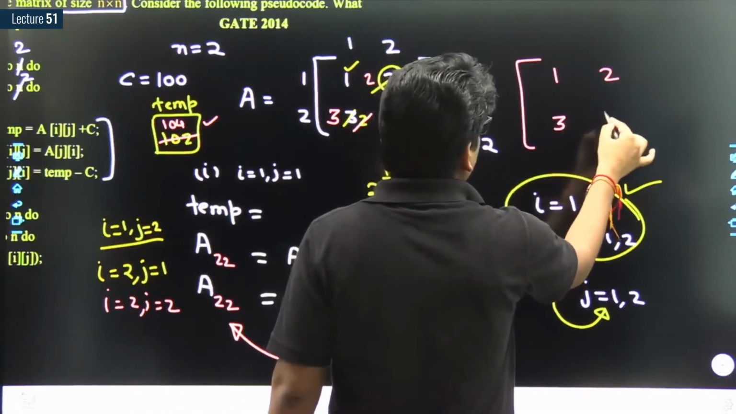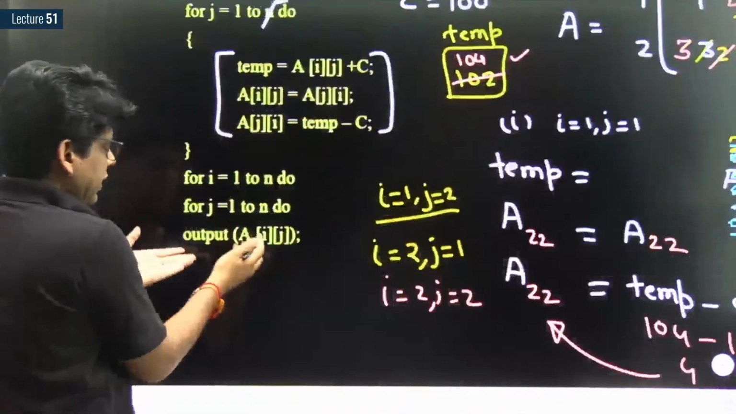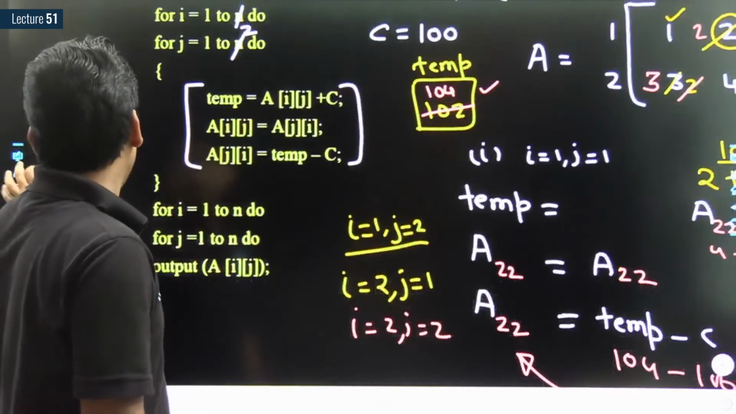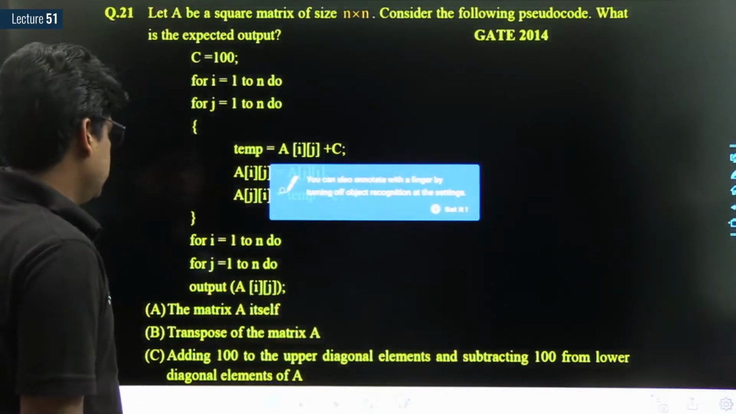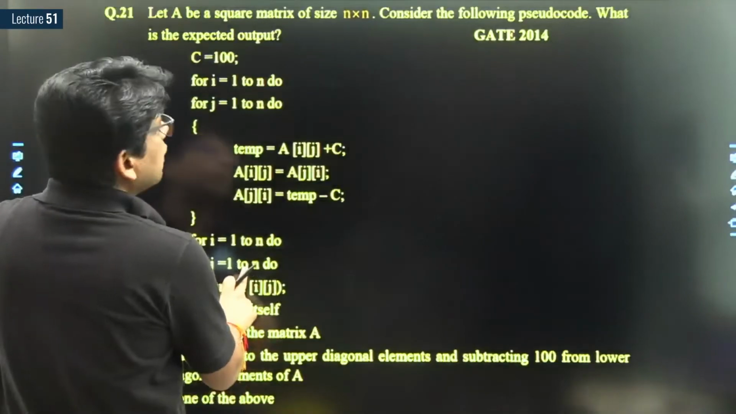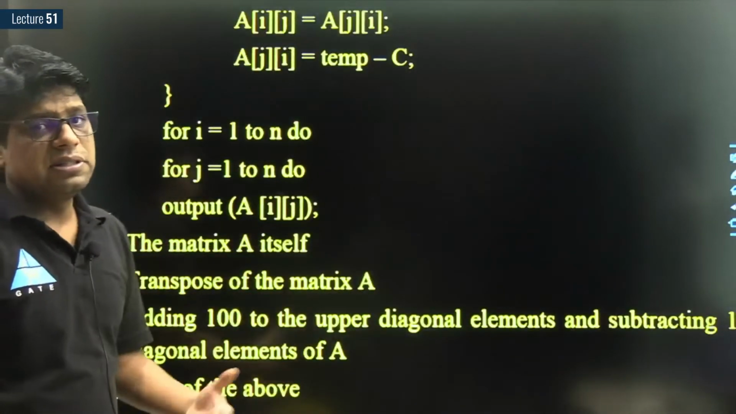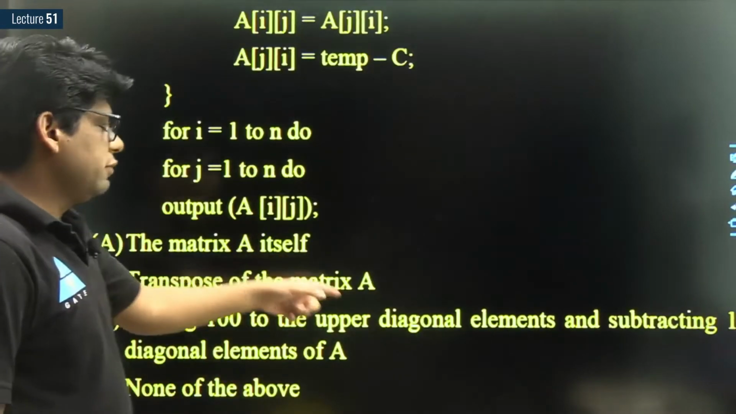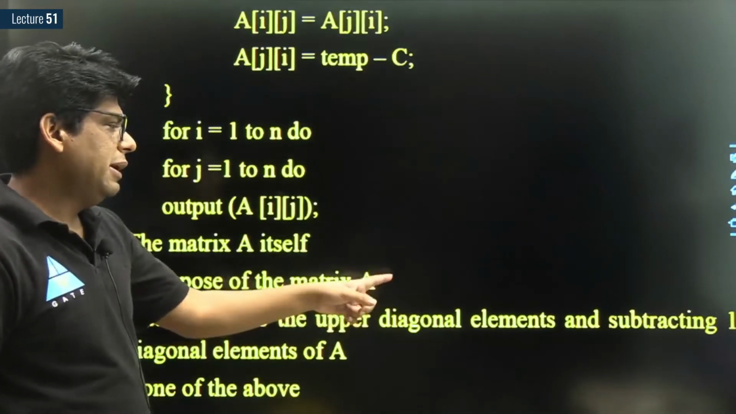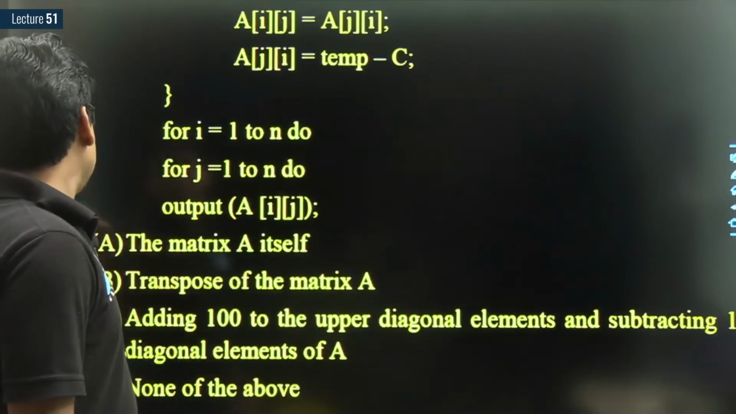1, 2, 3, 4. And they are asking, just to print the matrix, what is the expected output? Sir, the matrix A itself? Yes, this is our answer. Transpose of the matrix? No. Adding 100 to the upper diagonal element and subtracting? No, nothing doing. None of the above. So we get the answer as A.